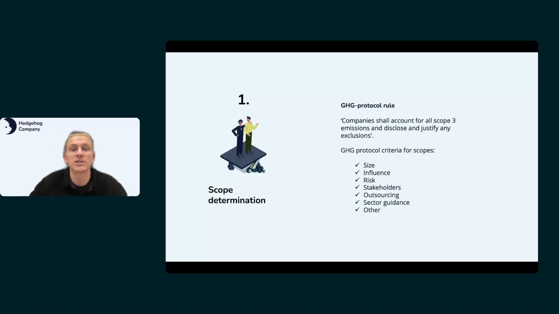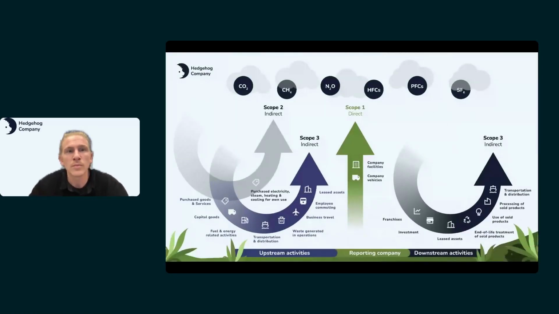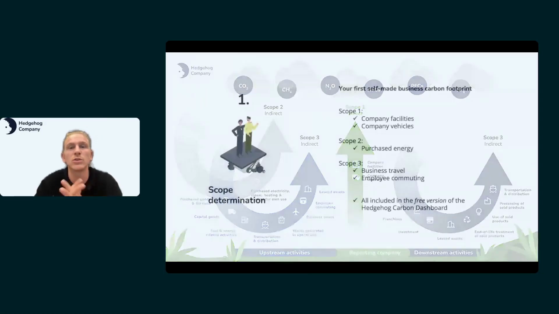Also outsourcing activities, as there can be sector guidance papers, white papers where a sector states these are the emission sources that you must include or can exclude. And of course, there are some other criteria as well. So, in short, start with all the emission sources and then justify any exclusions that you want to leave out.